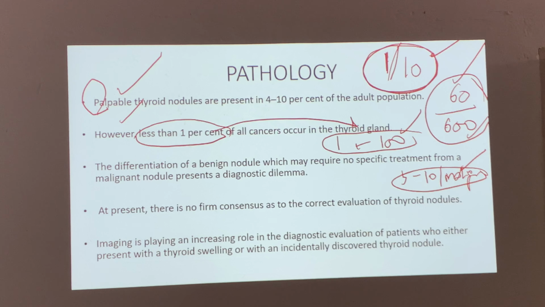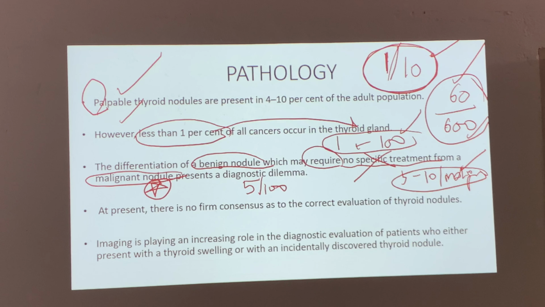The problem here is the differentiation of a benign nodule, which may require no specific treatment, from a malignant nodule which needs treatment and has to be excised. You should be able to confirm whether treatment is needed or not. So we are concerned about these 5 out of 100. But there is always a diagnostic dilemma as far as this pathological understanding is concerned. There is no consensus as to how to evaluate thyroid nodules as of now.